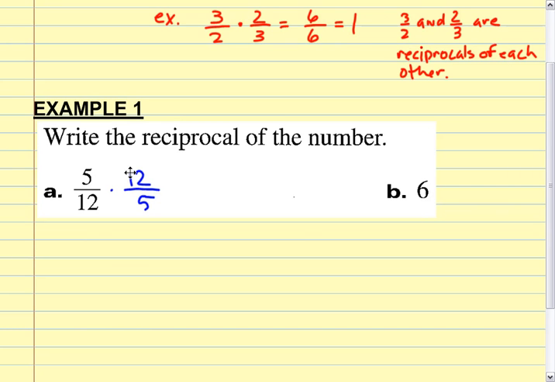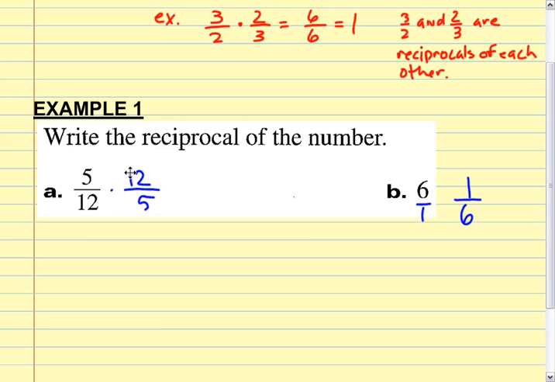Okay, well let's look at the next one. Barrett, what is the reciprocal of 6? It would be 1/6. Exactly, because remember, it's that number as a fraction. Well, what is 6 as a fraction? What is 6 as a fraction, David? 6 over 1. So the reciprocal is going to be 1 over 6. Done. That easy. Emily, does that make sense?